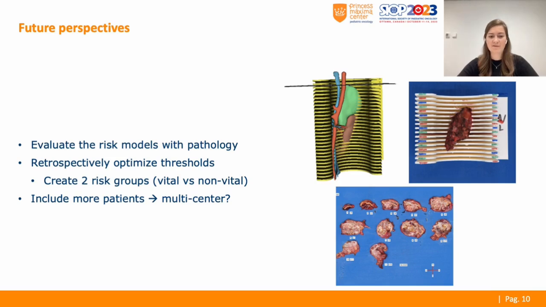We should evaluate the risk models with the pathology on which we are currently working. And with this, we can retrospectively optimize our thresholds to create 2 risk groups, vital versus non-vital tumor tissue. And we can then also look at the accuracy of our models. And we should include more patients, of course, and maybe even go multi-center.